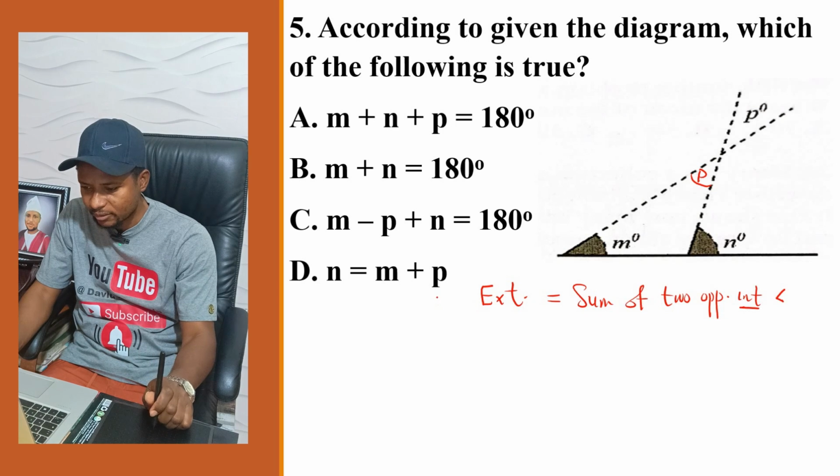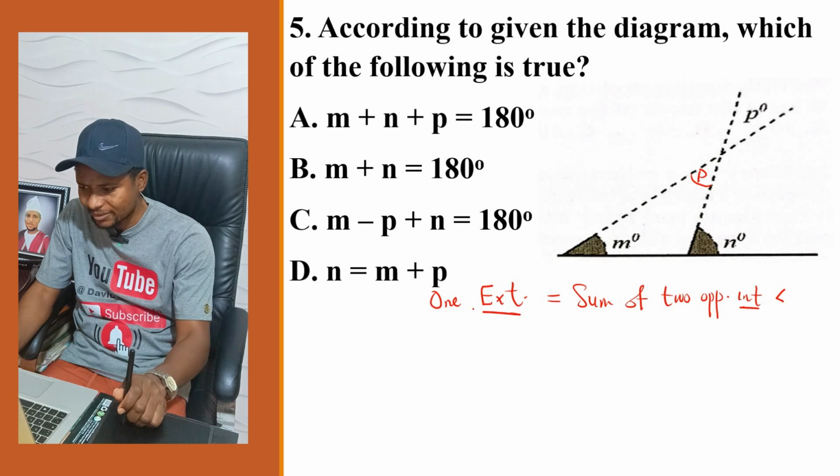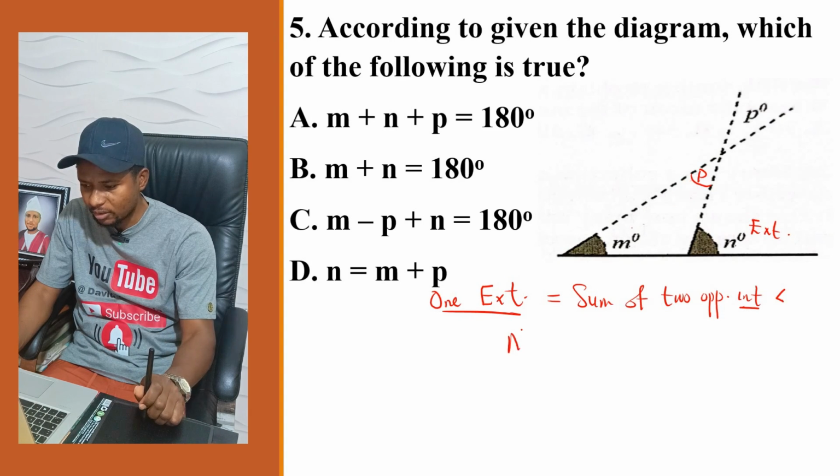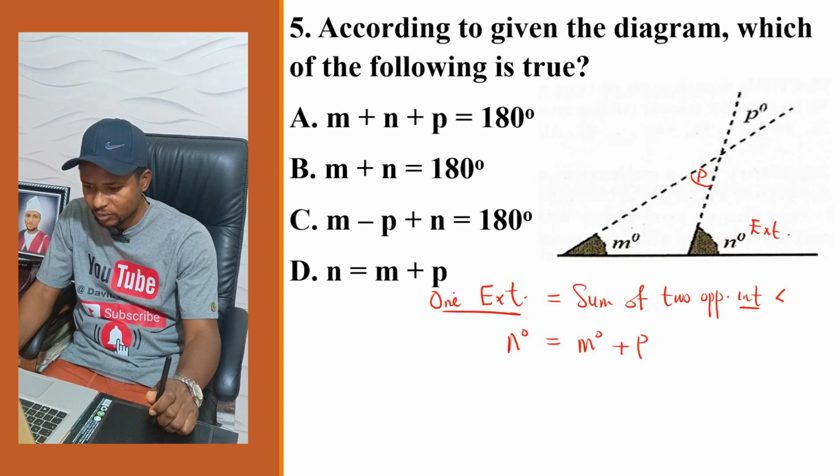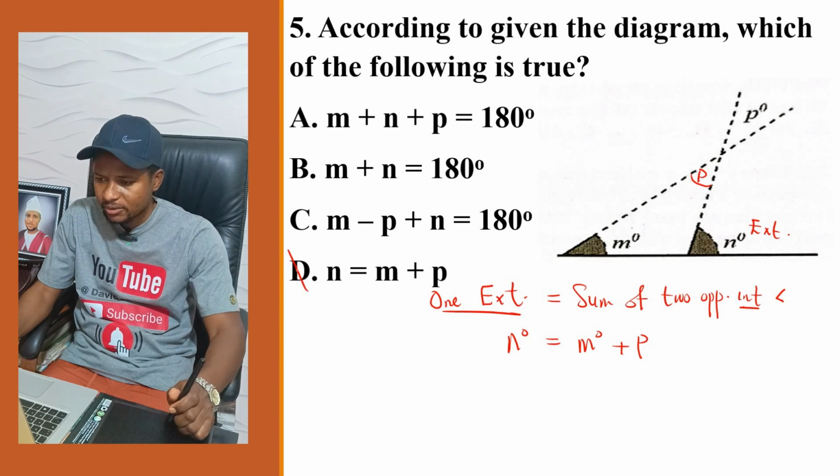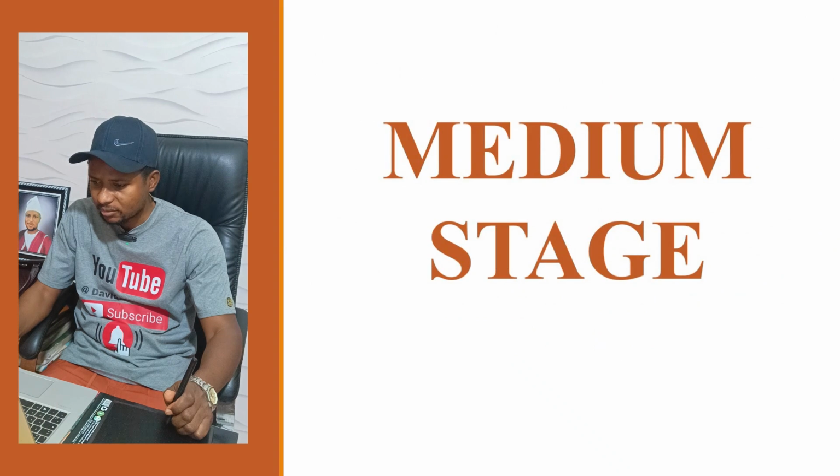So one exterior, take notes, one exterior. So this is an exterior angle, and these are the two opposite interior angles. So meaning n degrees will give you m degrees plus what? P, and that is all. So the right answer is D. And that's all as regards the simple stage. Let's go to the medium stage.